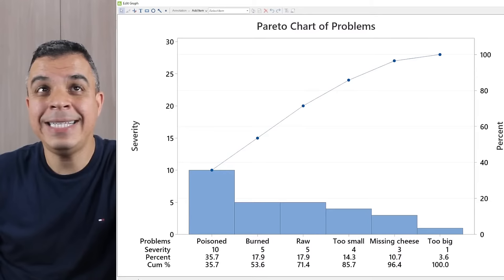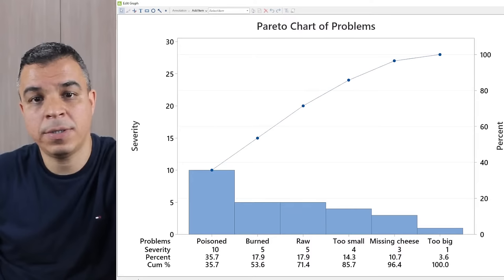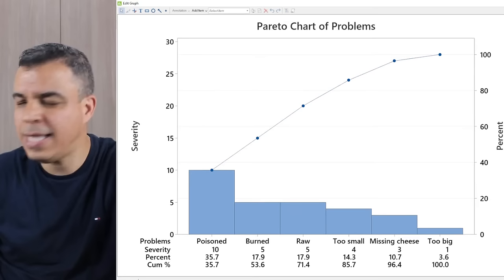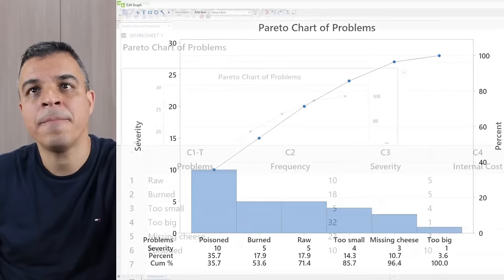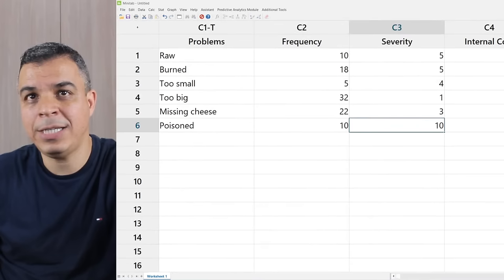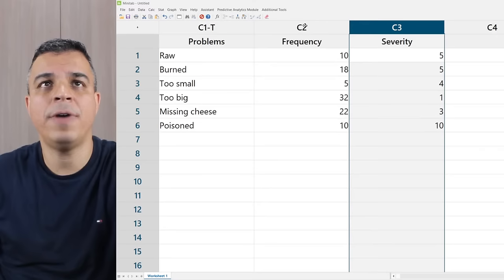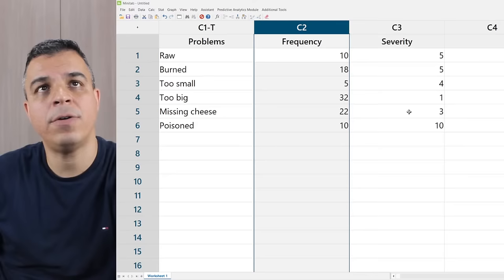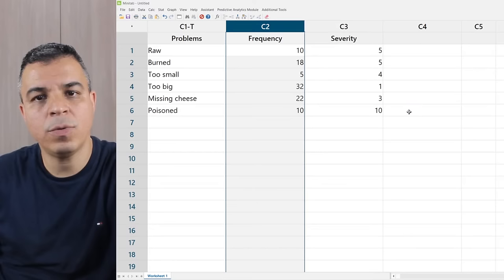This is one way to use Pareto, so you highlight that poisoned is the most important, most critical problem, but it's definitely not the best way to use it. My recommendation in this case is definitely to associate these two variables. And how would you associate?